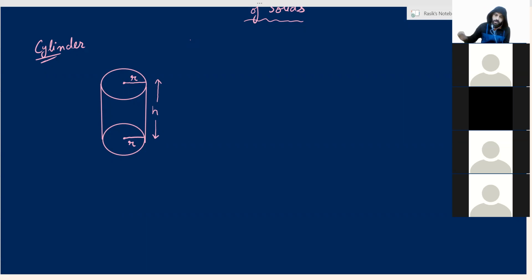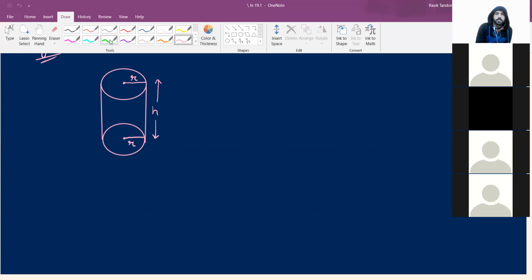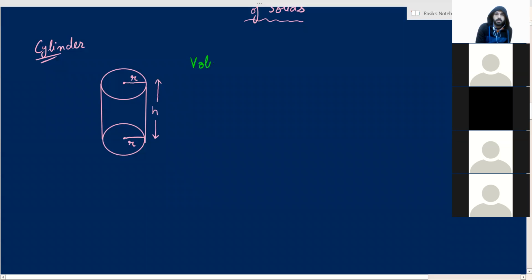The volume of a cylinder: same method we will use to find out the volume. Volume of cylinder is base area into height. Can you see I'm finding out the formula by using the same method? In all the figures I have written the same formula so that you do not get confused. Volume is base area into height. So what is the base of this solid?